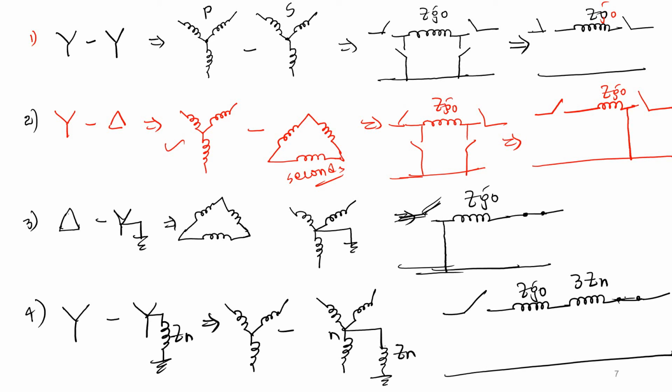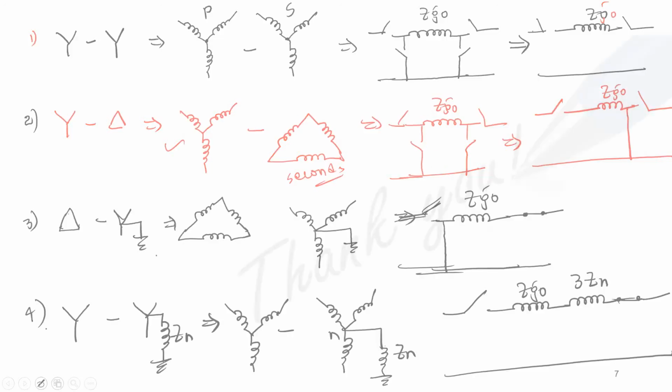So in this fashion, whatever the connections of the windings, primary and secondary, whether star or delta, star grounded through a solid or reactance ground, for any pattern of the transformers, the zero sequence network can be formed. I hope it is clear. Thank you.